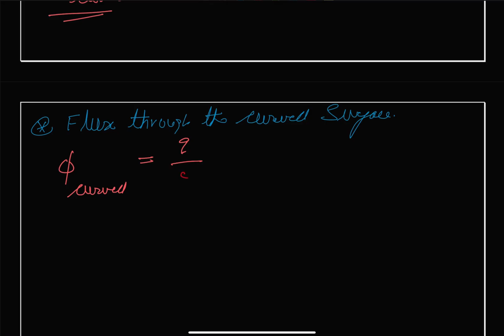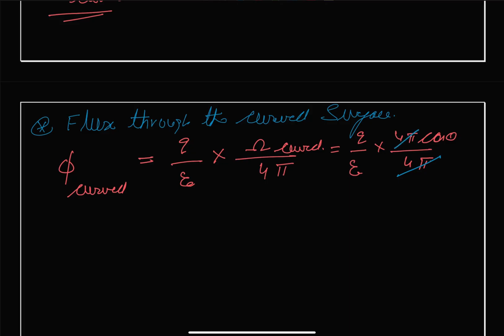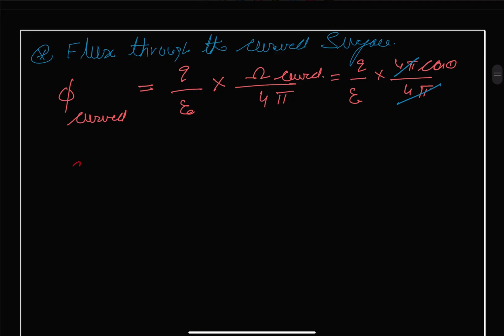Flux through the curved surface, and let us call this phi curved, which will be equal to q upon epsilon naught multiplied by the solid angle curved divided by the total angle. Solid angle curved we already know, so we get q upon epsilon naught times 4 pi cos of theta divided by 4 pi. 4 pi cancels out, so the flux passing through the curved surface will be equal to q upon epsilon naught cos of theta.